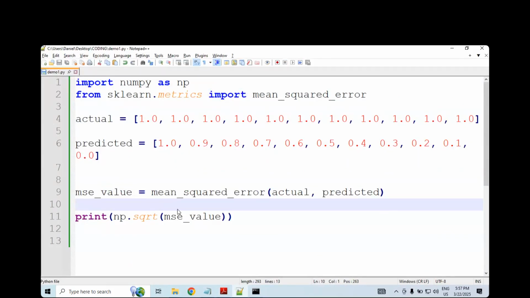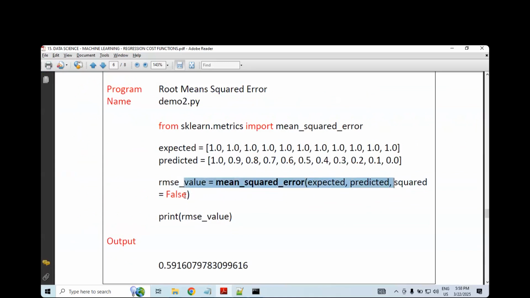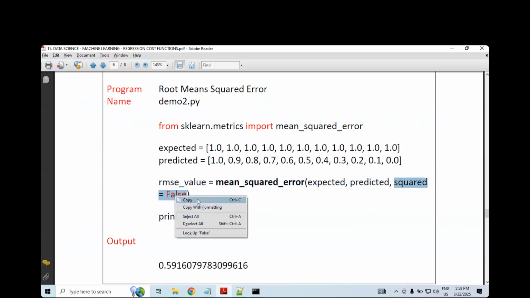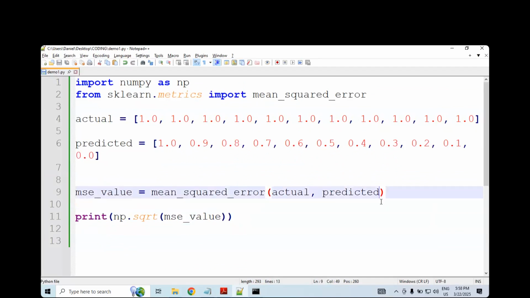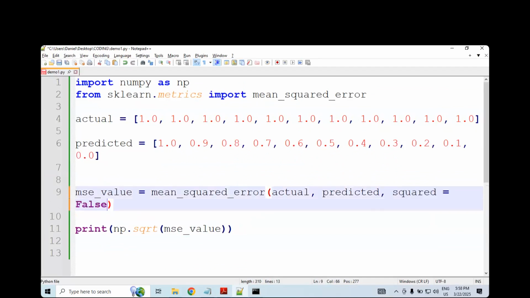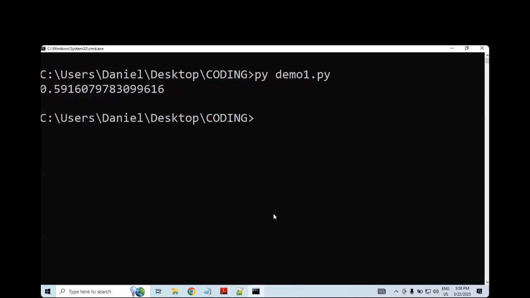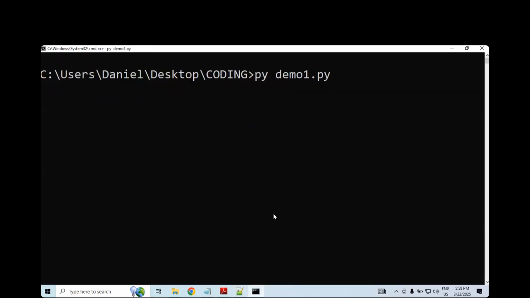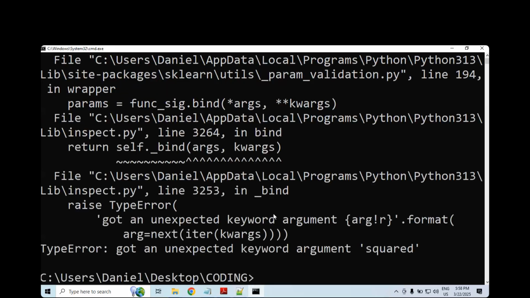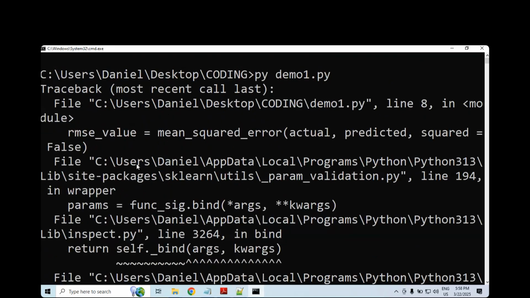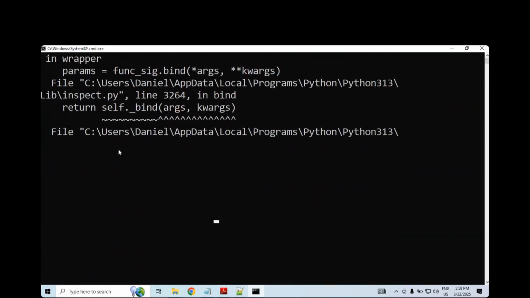You need not change anything, sir. Squared equals to what exactly? Maybe they have changed this keyword argument. Otherwise, they have changed the function. I need to cross verify. You may get a type error, unexpected keyword argument. Why? Because they might have changed this function.